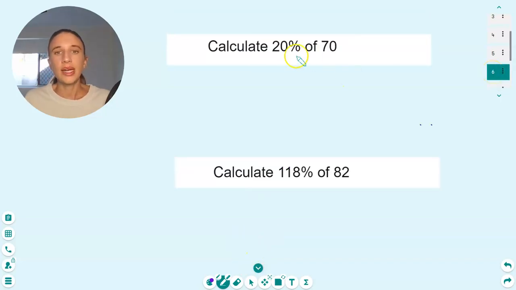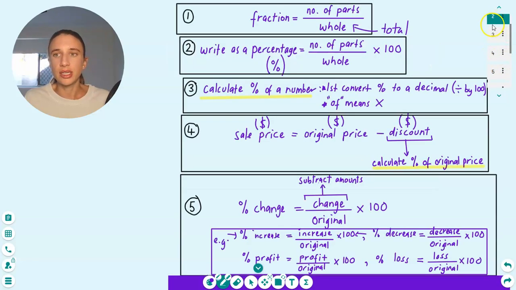Okay. Calculate 20% of 70. So let's go back to here. Calculate 20% of 70. Which of the formulas so far do you reckon it is? Calculate a percent of a number. So we are going to do these steps. We're going to first convert the percentage to a decimal, which we know how to do from the last couple of slides. And then we're going to realize that of means times.